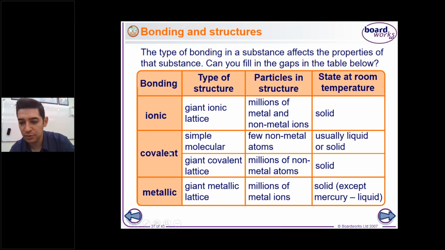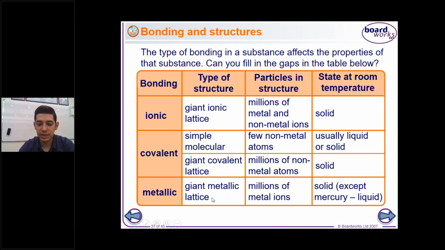Covalent compounds, as we said before, have two types of covalent structures: simple molecular or giant covalent lattice, which we simply call macromolecules. There are a few non-metal atoms in a simple molecule, usually liquids, solids or gases. Giant covalent lattice has millions of non-metal atoms joined to each other, and they are in the solid state. We are talking about silicon dioxide, graphite, and diamond.